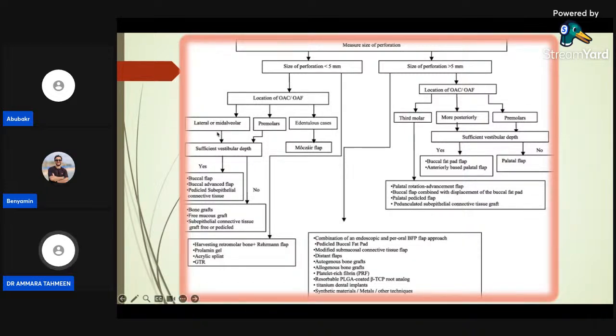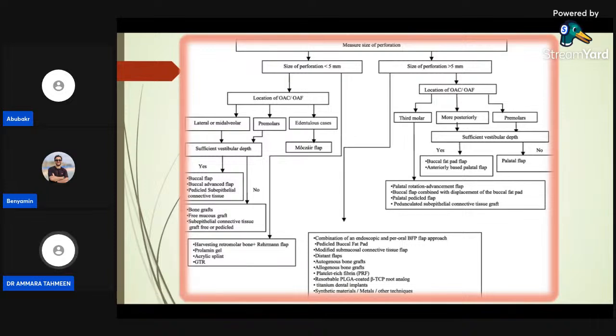So if you see it is in the lateral position or mid alveolar position, then if there is sufficient vestibular depth, we use buccal flaps, buccal advancement flaps, pedicle subepithelial connective tissue flaps. Again, if there is a large bone defect, then we use... So next, if you are seeing oroantral communication in the region of premolars, and if there is sufficient vestibular depth, then you can go for buccal flap, buccal advancement flap, pedicle flap, same flaps.